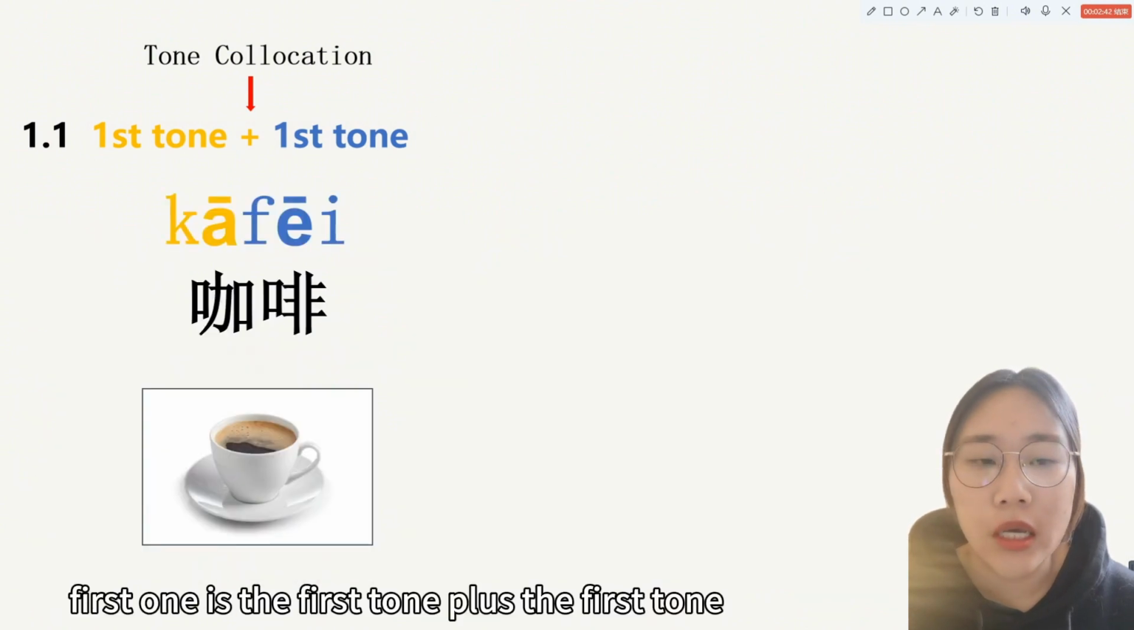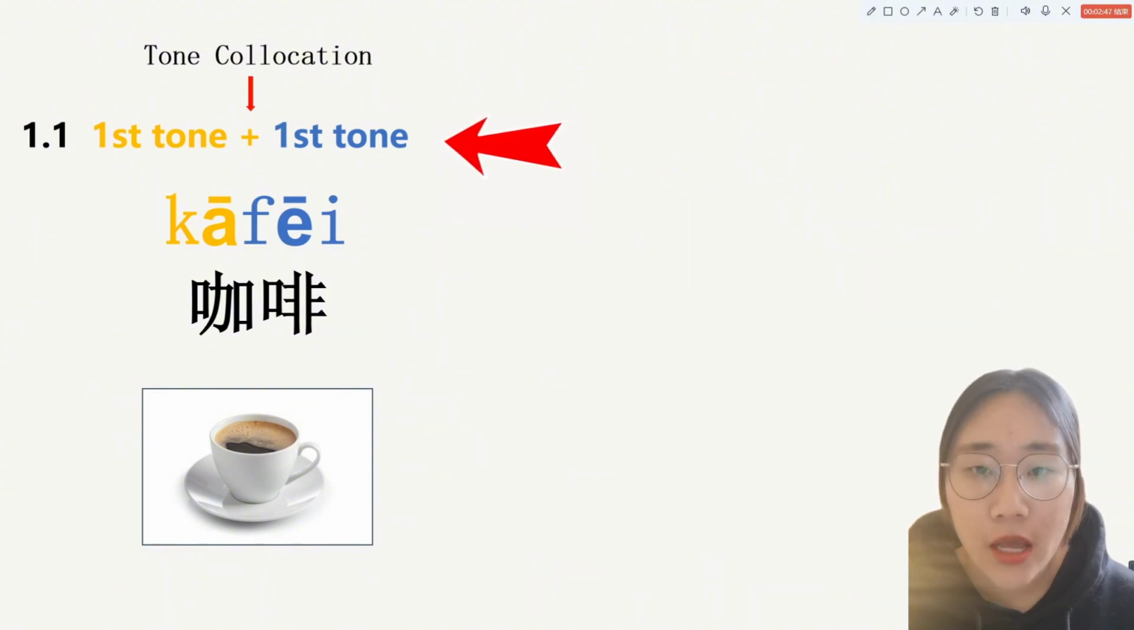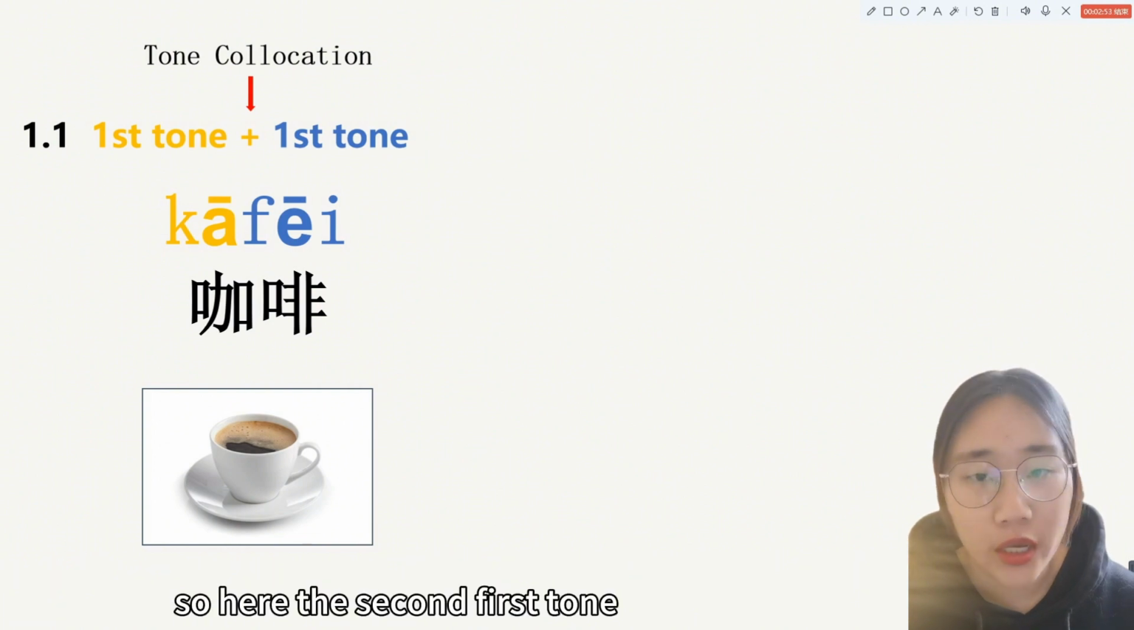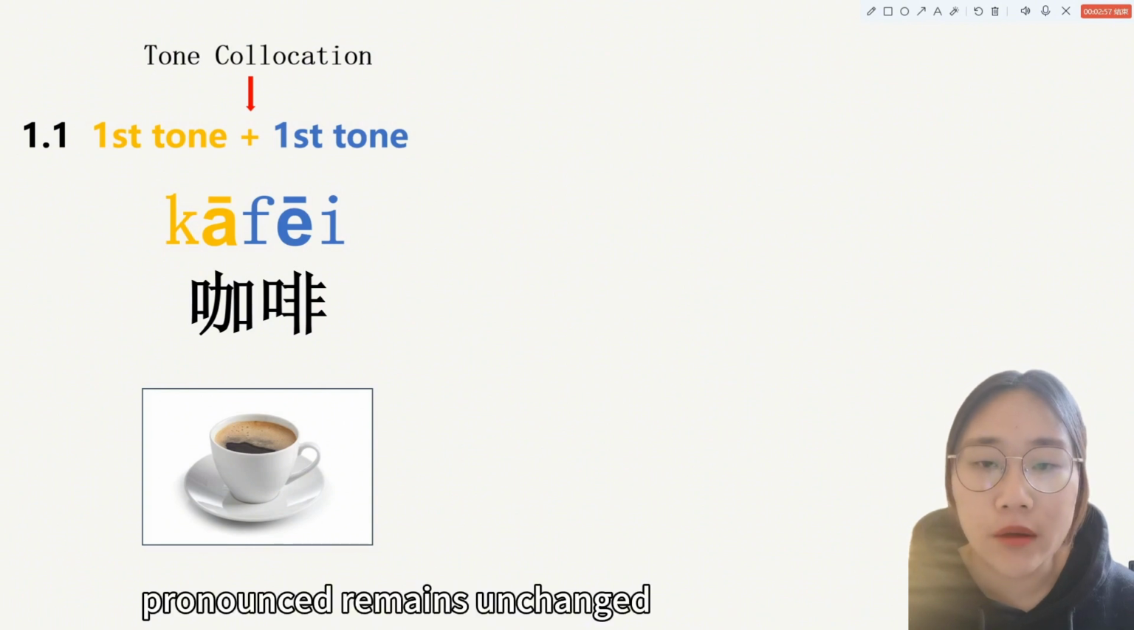First one is the first tone plus the first tone. 咖啡, 咖啡, it means coffee. So here, the second first tone pronounced remains unchanged.